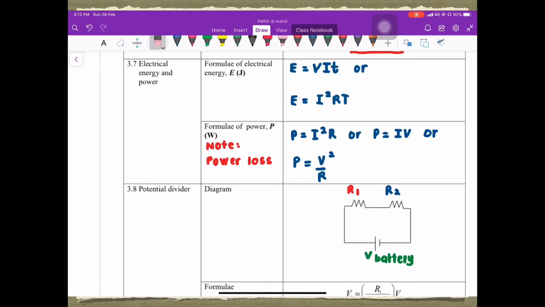Hi. Okay, so today we want to discuss the next subtopic, which is all about 3.7 electrical energy and power. Refer to the symbol of energy, E, in SI unit joule. Refer to the equation: electrical energy equals VIt, or you can use I squared Rt.